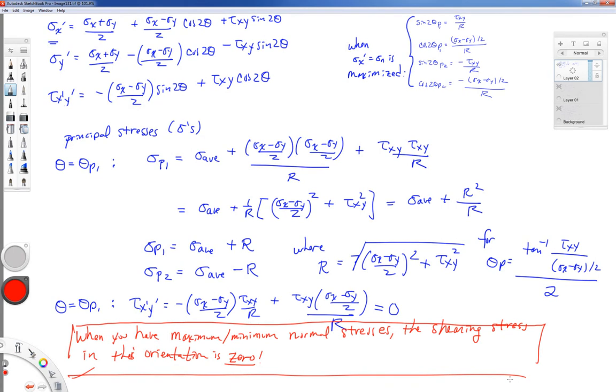Right. So the next thing we're going to do is something very similar. We're going to maximize the tau x prime y prime equation. So let me get set up for that.